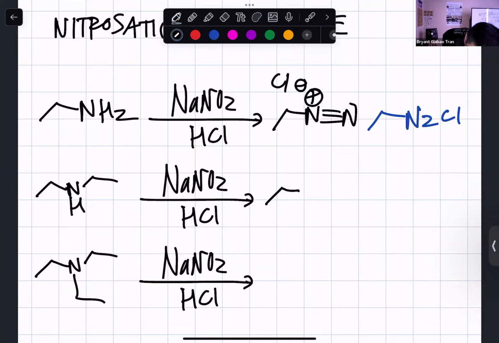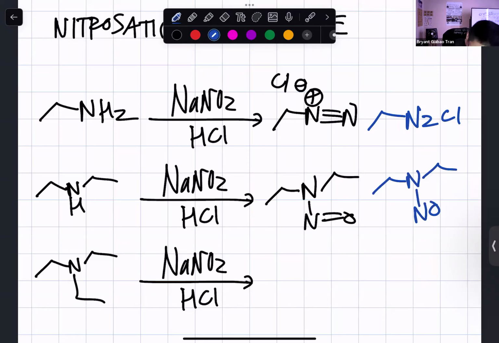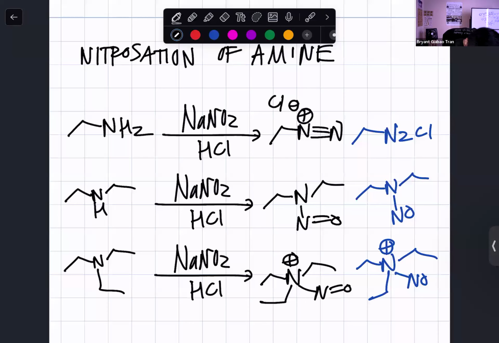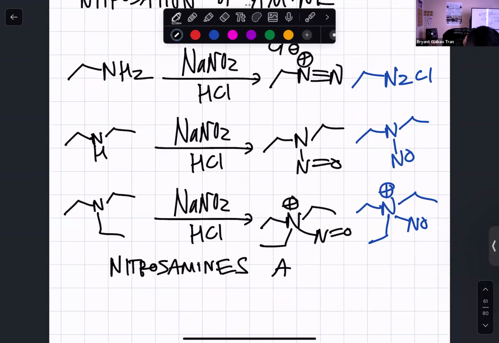If you have a secondary amine, you're going to have this nitrosamine, right? And you might see it in this form, which is the same thing, right? The N with one O is NO. If you have a tertiary amine, you could have the nitrosammonium ion, like that, and you might see it in this form, positive charge on that nitrogen, right? And these nitrosamines, a conceptual thing you need to know is that they are carcinogenic.